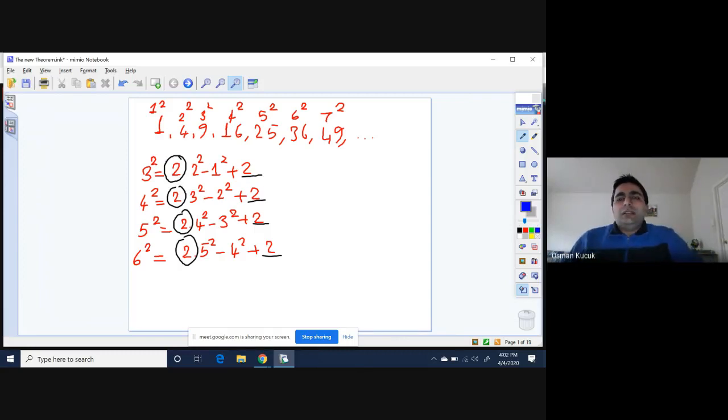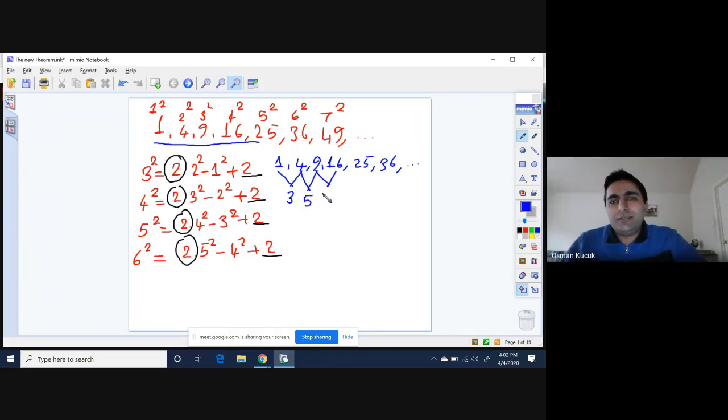Let's write down these perfect squares again. So 1, 4, 9, 16, 25, 36, so that we can look at the differences between the consecutive terms. Now, the difference between 1 and 4 is 3. Difference between 4 and 9 is 5. So 16 minus 9 is equal to 7. 25 minus 16 is equal to 9. And 36 minus 25 is equal to 11. These are the first differences.